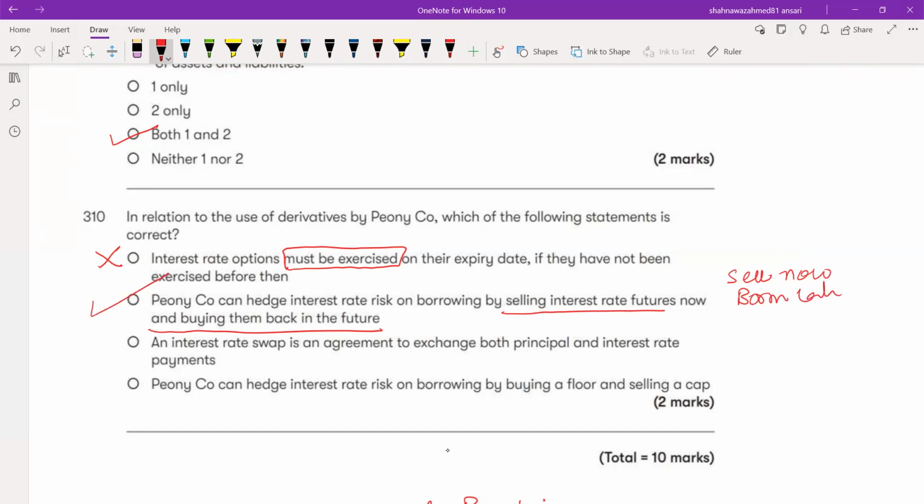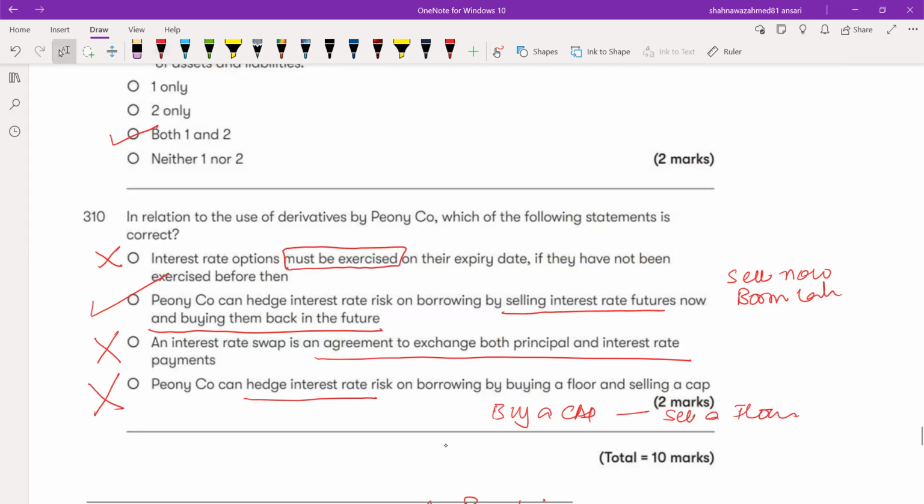An interest rate swap is an agreement to exchange both principal and interest rate payments. Interest rate swap is only the exchange of interest payments, not the principal. The company can hedge interest rate risk on borrowing by buying a floor and selling a cap. Buying a floor and selling a cap is reverse, because if you have to manage interest rate risk on borrowing, you have to buy a cap and sell a floor. So the correct answer is B.